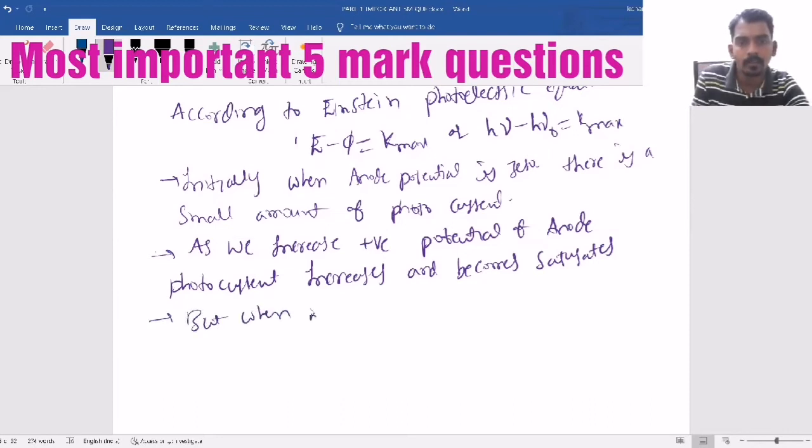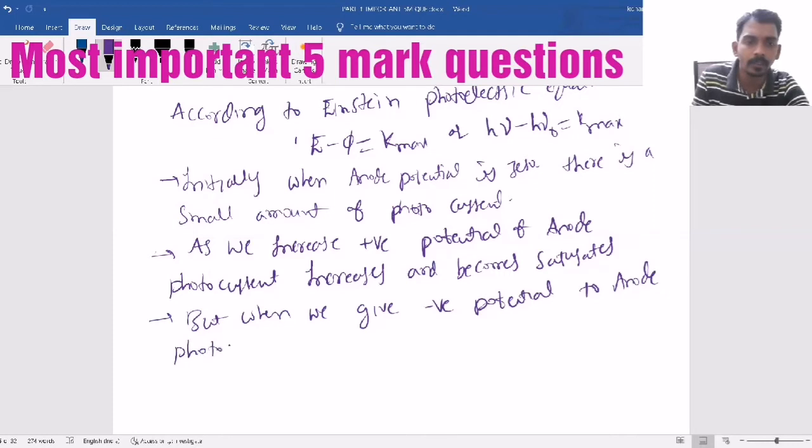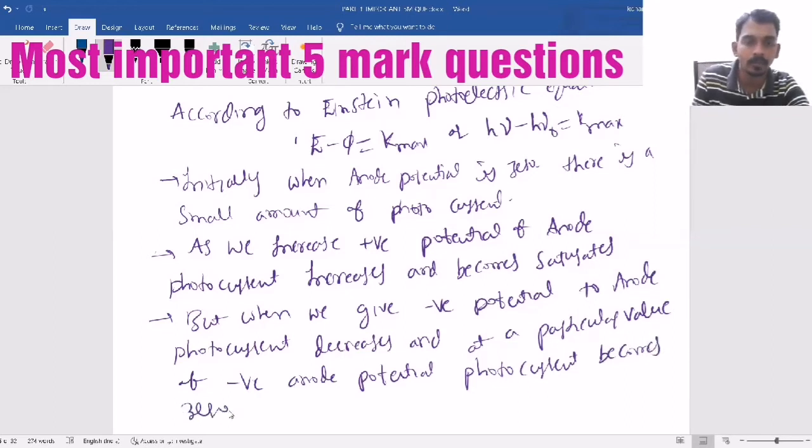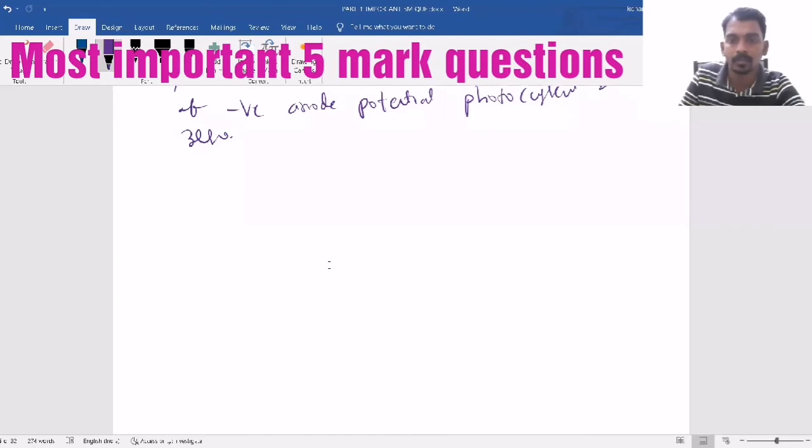But when we give negative potential to the anode, the photocurrent decreases, and at a particular value of negative anode potential, the photocurrent becomes zero. That is what they observed.